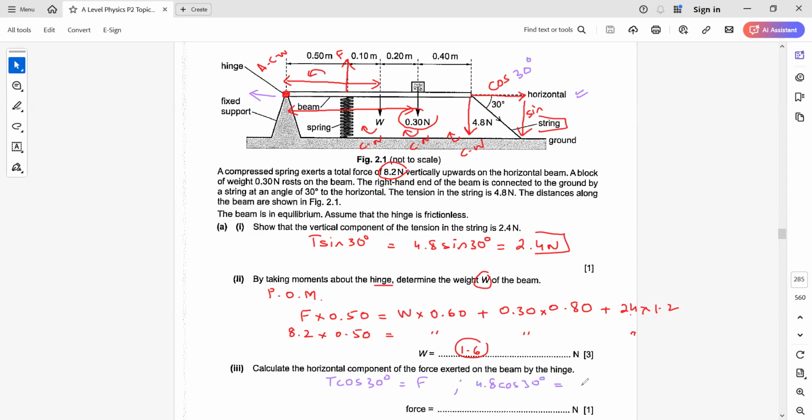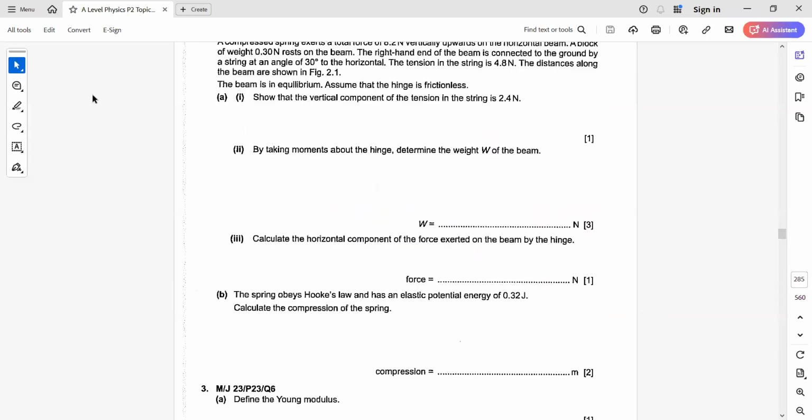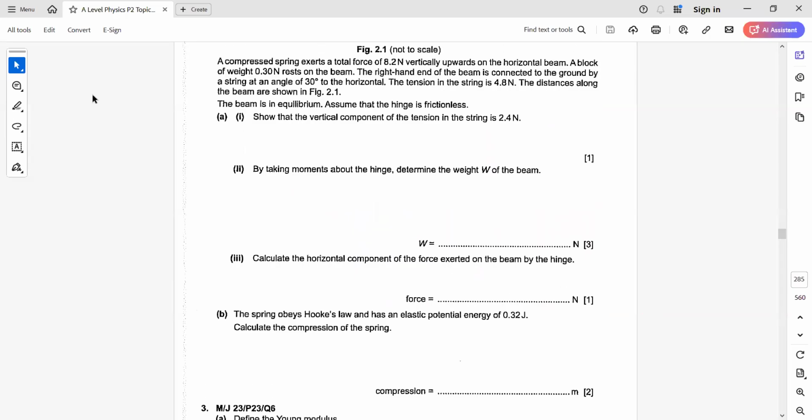So 4.8 cos 30 gives me 4.2 Newton. So that's the force here. Hope that clarifies things here. Then they say this spring obeys Hooke's law and has an elastic potential energy of 0.32 joules. Find out the compression of the spring.